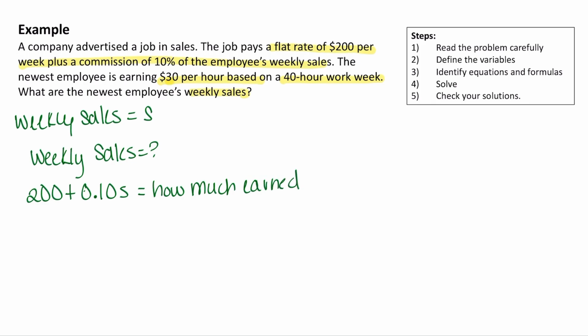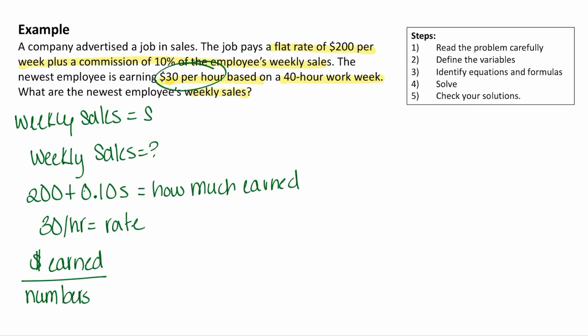Well, if we think about it, their hourly rate is $30 per hour. So 30 per hour is the rate. If we just think in real world context, if we do the money earned over the number of hours, that tells you the rate, okay? So if we set up a fraction like that, that would tell us the rate of pay, right? How much money per hour. So we can plug in what we have and figure out what this equation would look like.